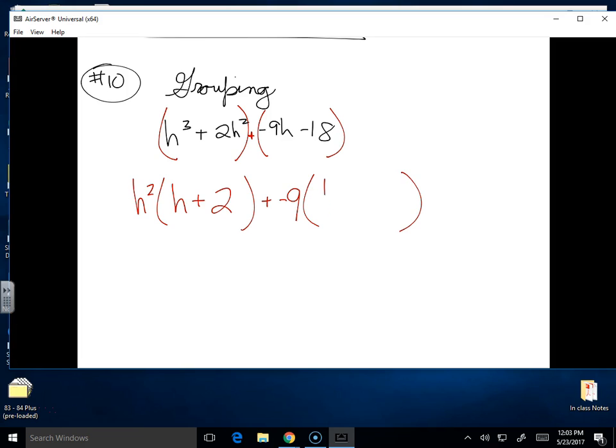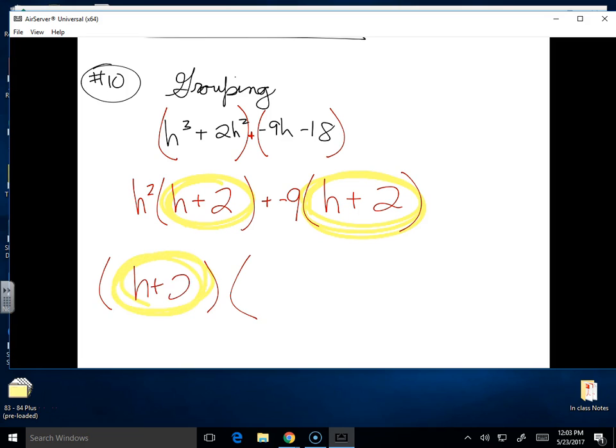Good job. So what do you notice about each of these? Same. Now do you remember what we do? You take it out. You say, hey, each of these pieces has an h plus 2. So I take out and take away what was common. And if I take away the yellow circle, what's left in each of the pieces? h squared minus 9.